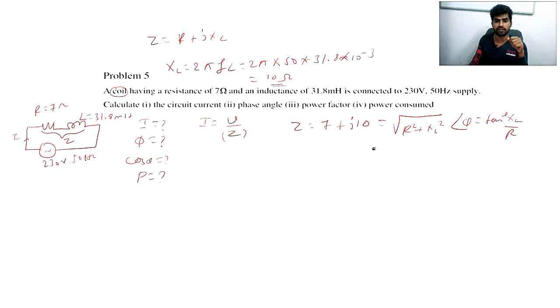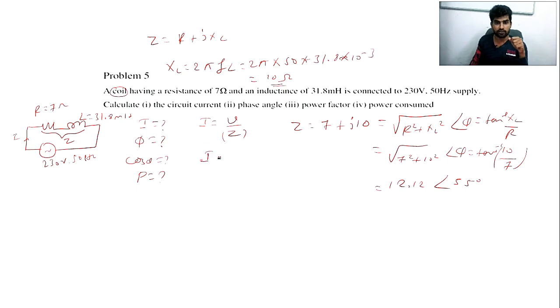I'll just substitute here. So here there is 7 square plus 10 square. Angle phi is equal to tan inverse of XL by R, that is 10 by 7. So you will get the magnitude part as 12.12, and the phase angle part as 55 degree. So this is the Z value. Only the magnitude we can consider.